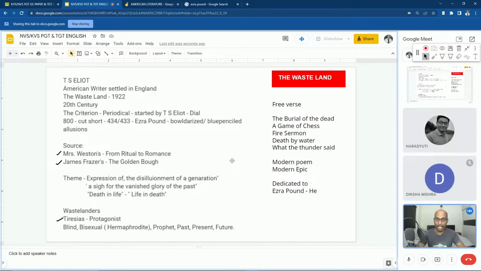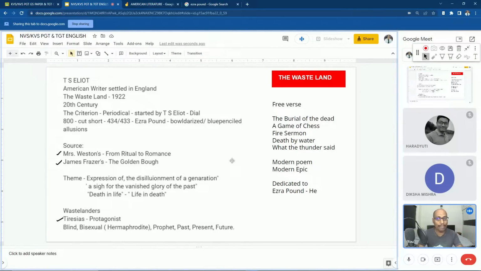So whatever I have given in this single slide, examples or information, is important from the examination point of view, because we don't know whether they will ask you questions from the summary of the poem Wasteland or they will ask you at the superficial level. 95% of the question papers which I have gone through, they will ask questions at the superficial level.